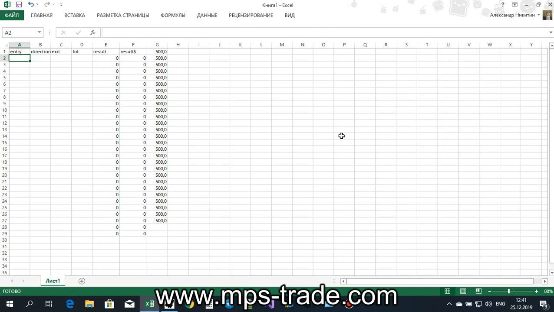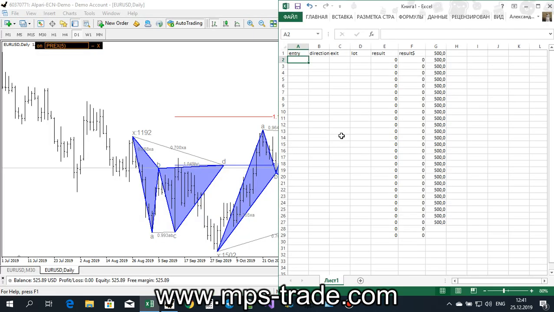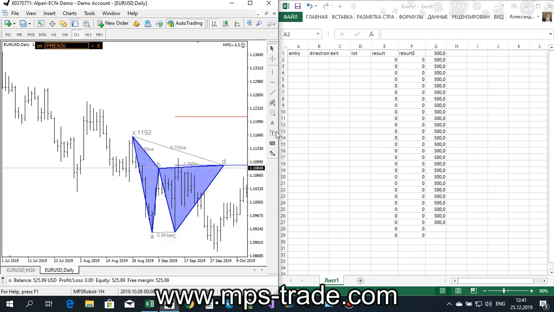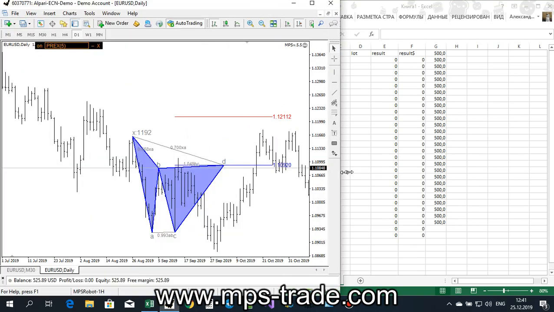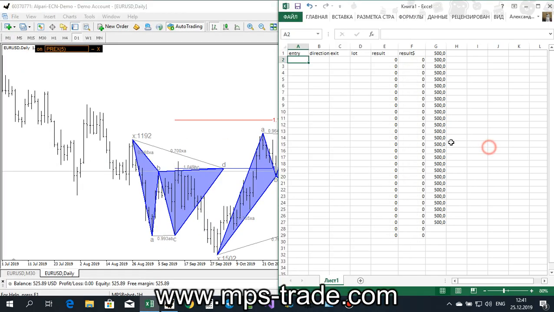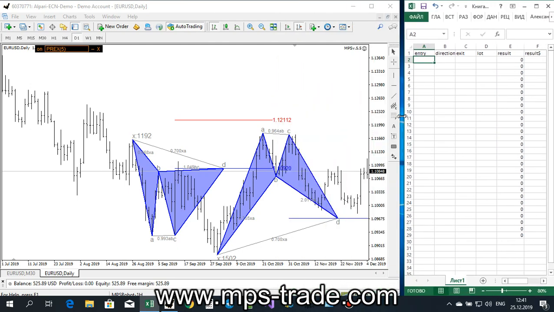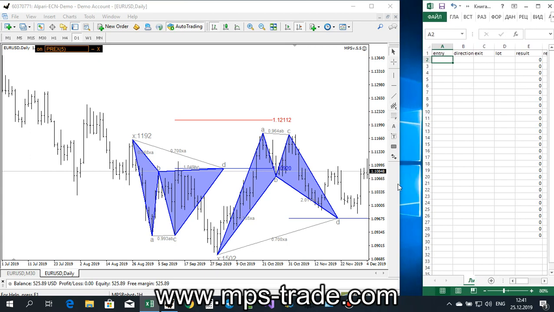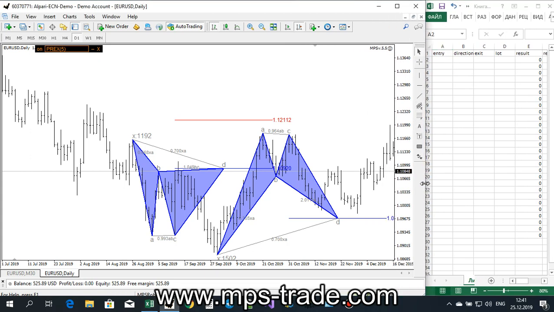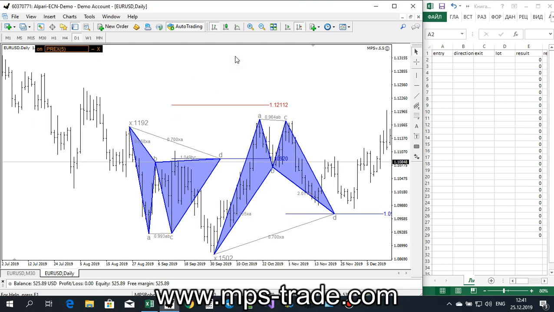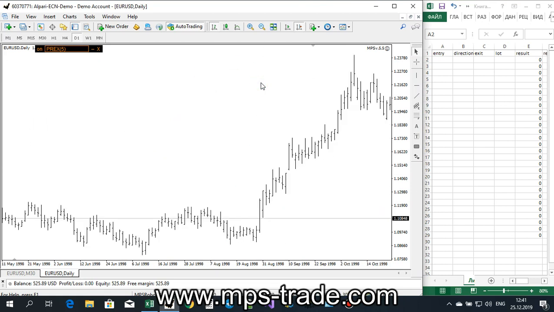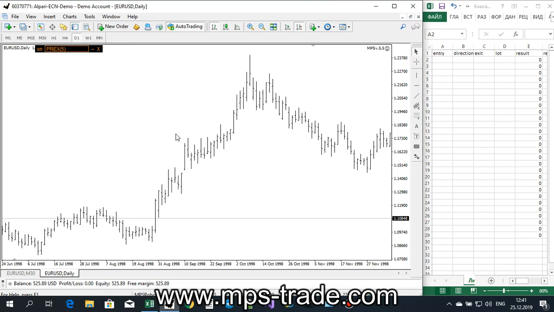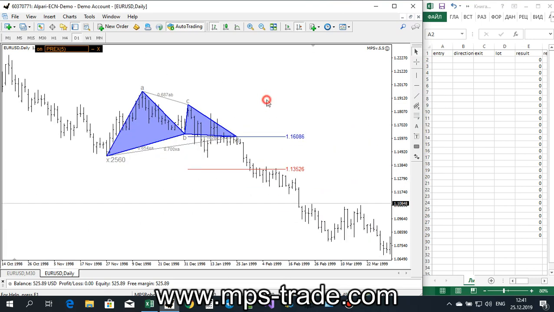Well, I think that's it. Preparation is done. Now let's do some backtesting. Let us arrange these things side by side, probably this way, and let's go to the beginning of the chart. Okay, so this is the first trade.